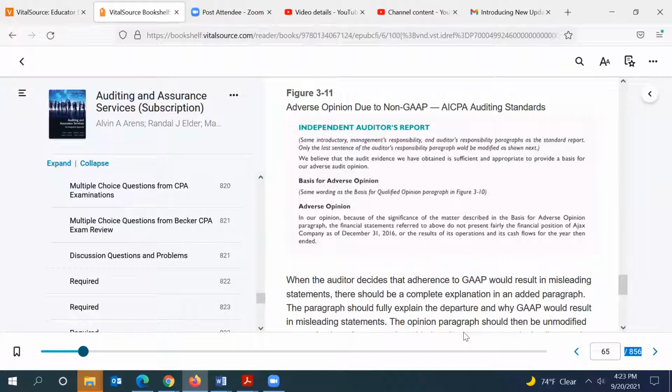So let's think about the independent auditor's report in this case. The same introductory paragraph, same management's responsibility, and same auditor's responsibility paragraphs as in the standard audit report. Only the last sentence of the auditor's responsibility paragraph will be modified: we believe that the audit evidence we've obtained is sufficient and appropriate to provide a basis for our adverse audit opinion. Again, not a good thing whatsoever. So then the basis for the adverse opinion, same that we just had in figure 310.